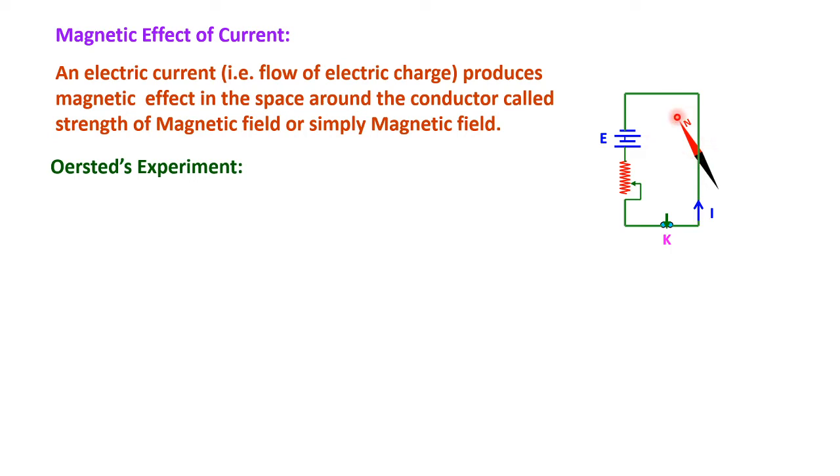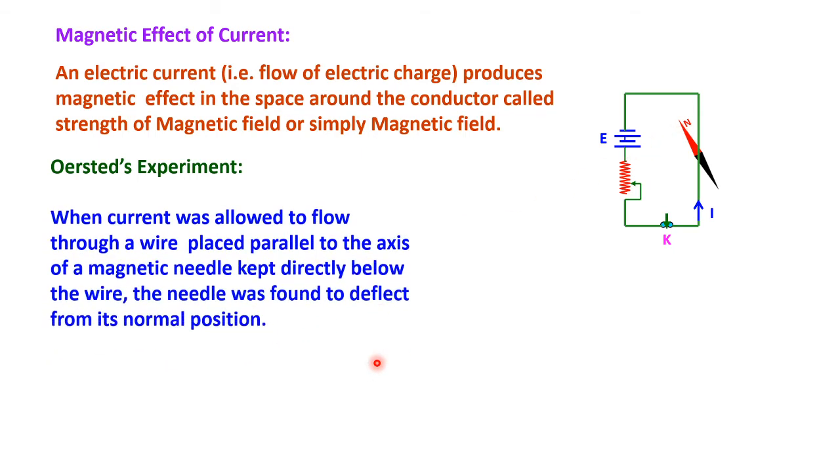Why is it deflected? Though no other magnet is there and no magnetic field over there, why is it deflected? That's what Oersted started thinking, and later he got that some magnetic field should be here, maybe some magnet is there, that is why it is deflecting. Later, after doing some other experiments, he finally concluded that when current is flowing through a conductor, that conductor itself produces the magnetic field around it. So this is what he observed in the experiment.